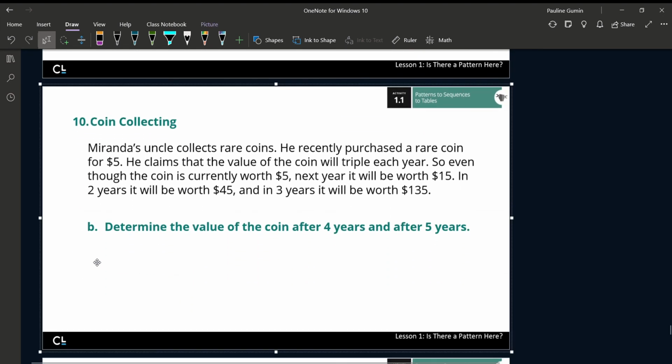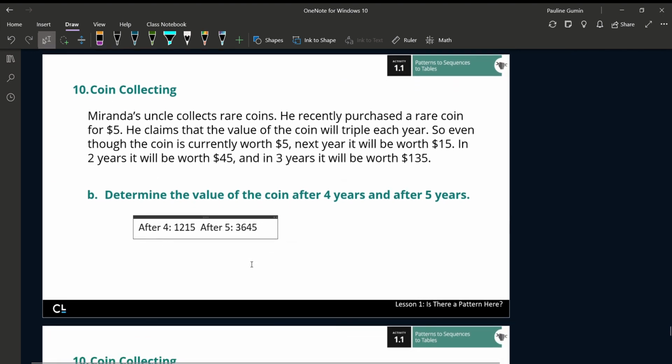Okay, so we know that after 3 years, it's going to be 135. So after 4, 135 times 3 is going to be 1215. And after 5 years, okay, let's multiply that by 3. 1215 times 3 is 3,645. Oh, I wrote that in the wrong place. 3,645. That's a lot of money.